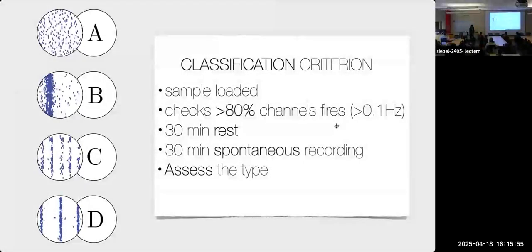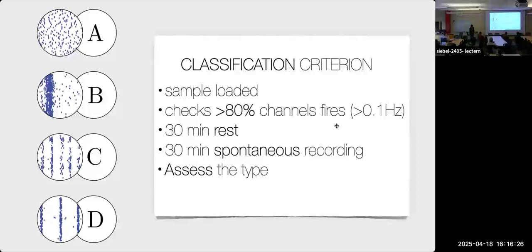The way we classify them is we follow this protocol, developed for empirical reasons. First we load the sample, and we check if the sample has a good MEA. If there are too many broken channels, or channels with bad impedance, then we typically just discard the sample, because recording and processing is quite expensive, so we try to use the good samples as much as possible.